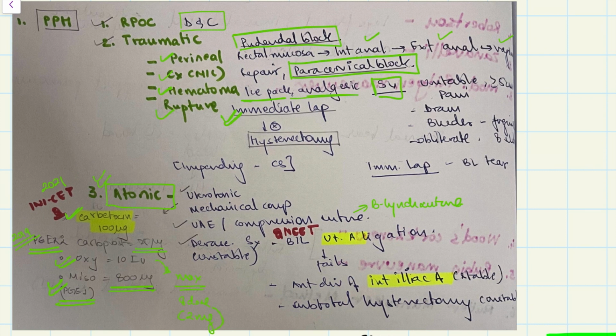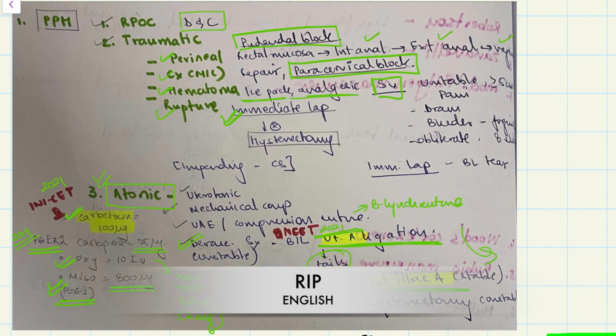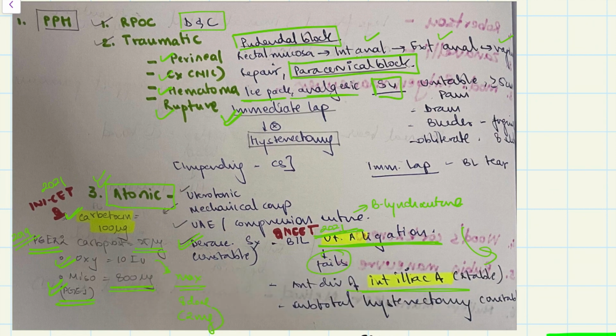Still no relief, then a devascularization surgery is performed. This was asked in NEET 2021, that what do you ligate? So we first perform the uterine artery ligation. If it fails, then the anterior division of the internal iliac artery is ligated. If the patient is stable, then only we perform this. In case of unstable patients, the devascularization surgery performed is a subtotal hysterectomy.